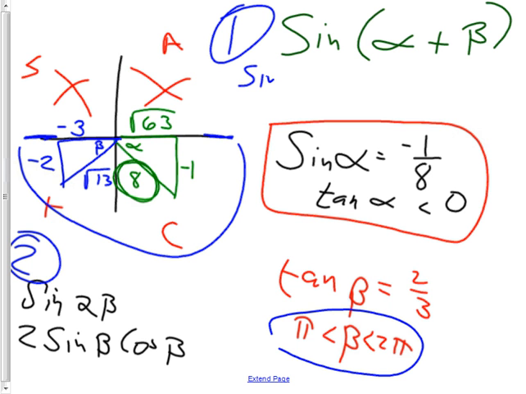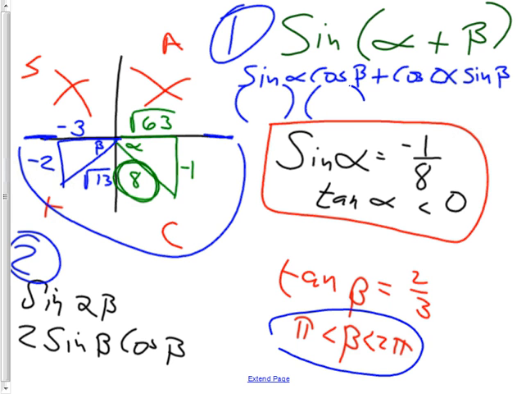It's sine alpha cosine beta plus cosine alpha sine beta. And then, to save me some time, what are these two fractions first? What's the first one? Negative 1/8. Second one? Negative 3 what? Root 13. Is that right or not?